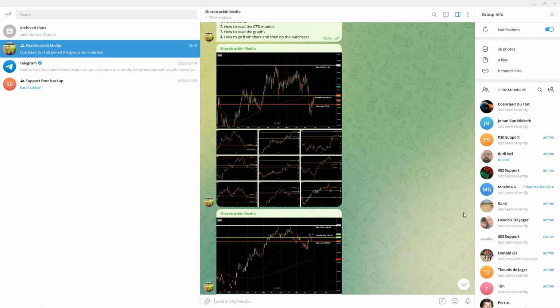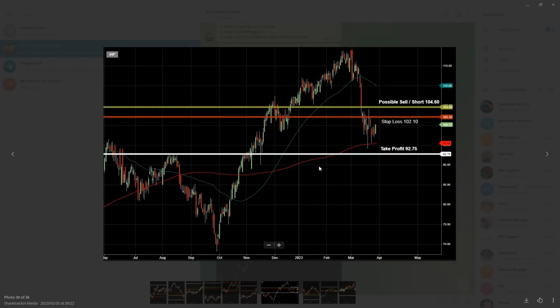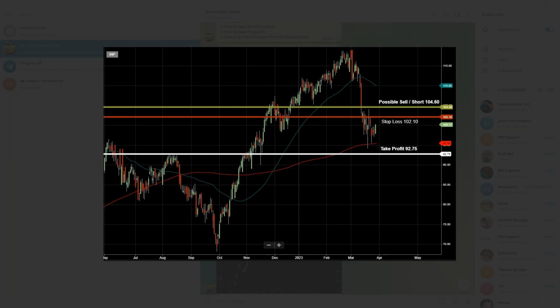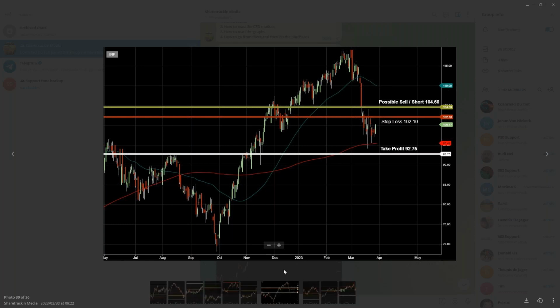Okay, let's take another one. So here's another short position. So obviously over here, possible sell. So there would have been your sell position. Stop loss we adjust. So you'll also see that we go and adjust our stop loss values. That you'll also see on the PDF document.